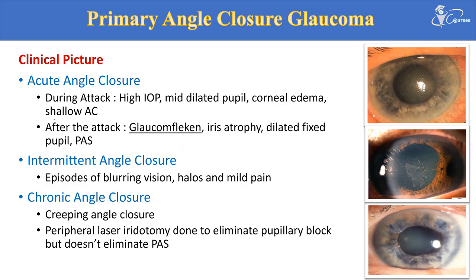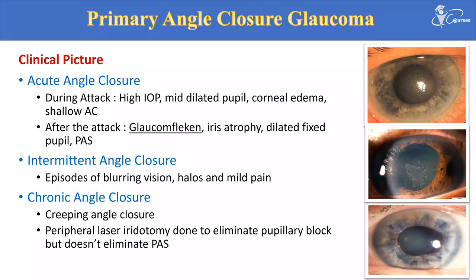When you see her, you find that she has high intraocular pressure, like above 50 or above 60 millimeters of mercury. She has a mid-dilated pupil, which is due to ischemia of the sphincter pupillae muscle. She also has corneal edema, because this high intraocular pressure causes paralysis of the sodium-potassium ATPase pump, which is responsible for drawing fluid from the cornea. And she will have a shallow anterior chamber. Maybe you will not be able to appreciate the shallowness of the anterior chamber because of the corneal edema, but when you check the other eye, you will find that it has a shallow anterior chamber.